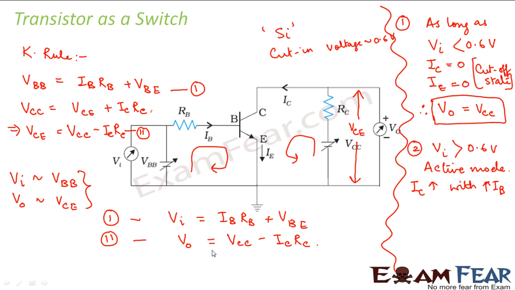Now as IB increases, IC will also increase, right? That is, the collector current will also increase. Now as collector current increases, from equation 2 you can see that if your IC increases, that means a greater value is getting subtracted from VCC. Therefore, your V0 will decrease. So that means V0 will decrease linearly with increase in VI. That means as the input voltage increases, the output voltage will decrease, right? In the active mode.